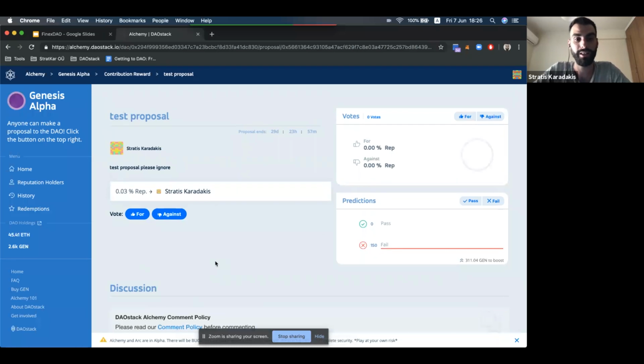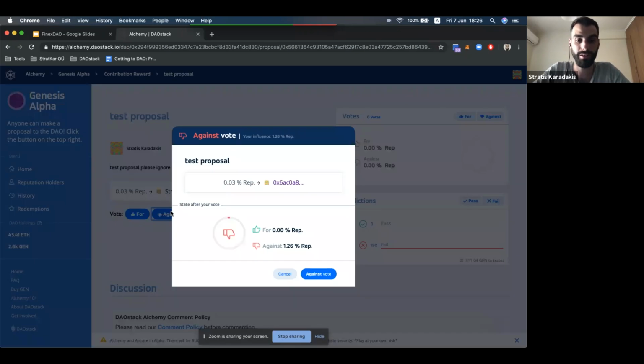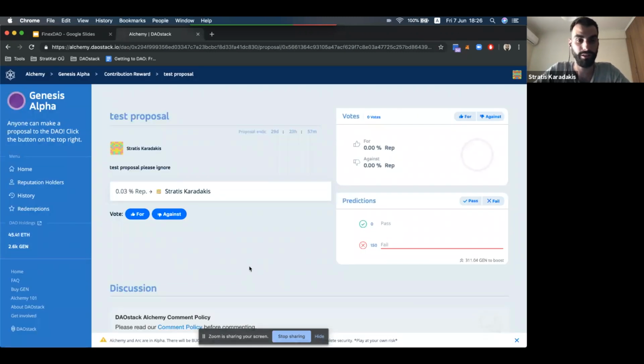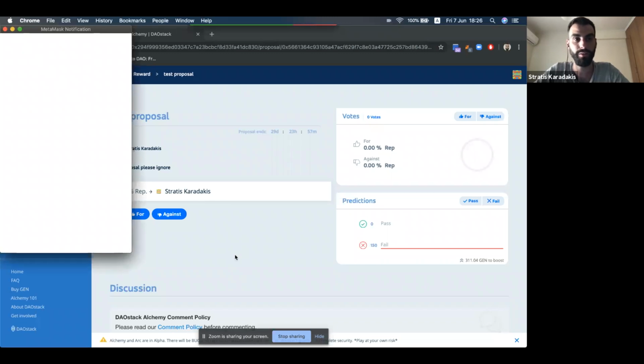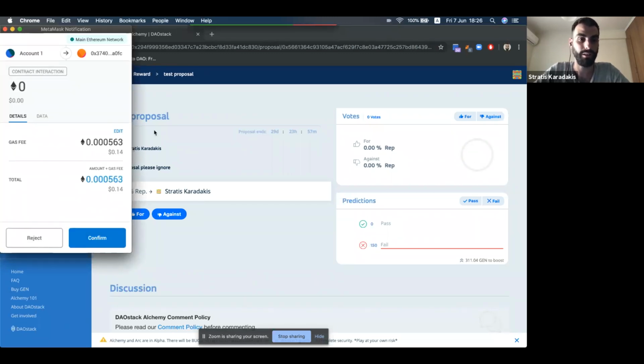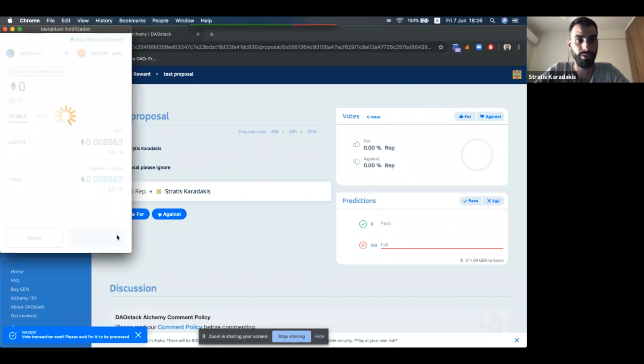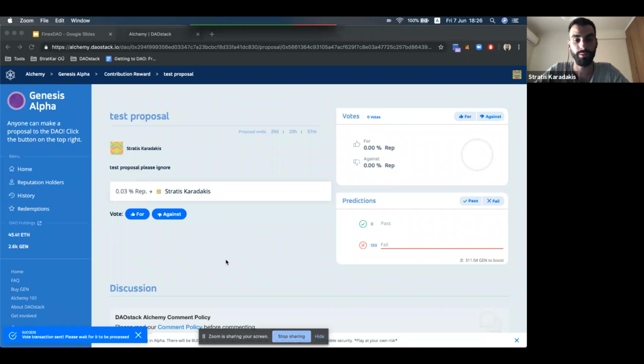And then let's say that I think that this proposal serves no purpose and I want to vote against it. The against vote shows the state after your vote. As I told you, it's going to be 1.26% against if I vote against it, of course. And as soon as I click the vote button, the Metamask window pops up again, and it's the same process as before. You just need to confirm the transaction and the vote will go through as soon as it's processed by the blockchain.